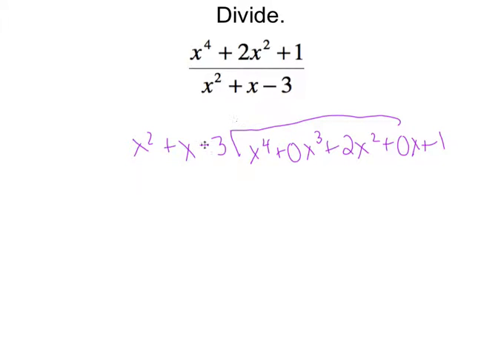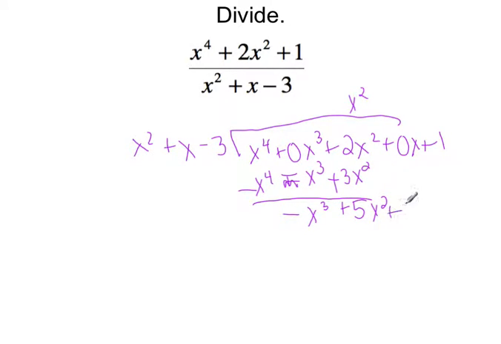plus 1. Now again, I'm going to ask myself what times x squared is x to the fourth, and the answer to that is x squared, and I got to write that up top. And then this gets multiplied, so I have x to the fourth plus x to the third minus 3x squared. I have to change the signs and add. So this becomes minus x to the third plus 5x squared.